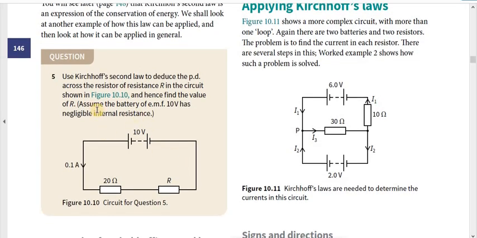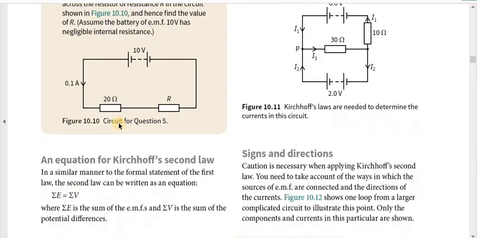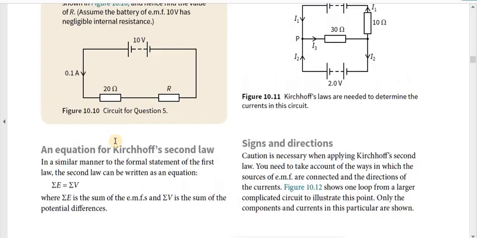Okay, there are some more questions here which you can do. And about Kirchhoff's second law: the sum of EMFs is equal to the sum of potential differences around a particular loop, whereas sigma E is the sum of the EMFs and sigma V is the sum of the potential differences. So here is another way of stating Kirchhoff's second law. In a similar manner to the formal statement of the first law, the second law can be written as an equation. Okay, so that's what we have.